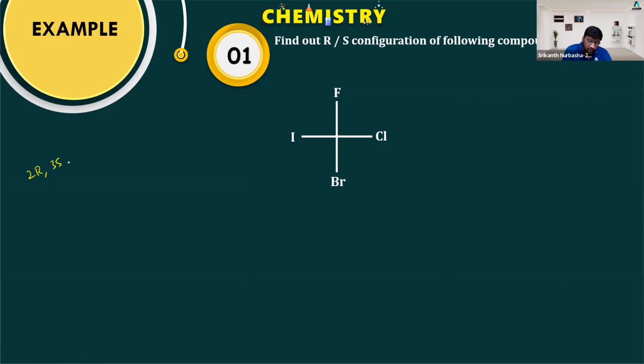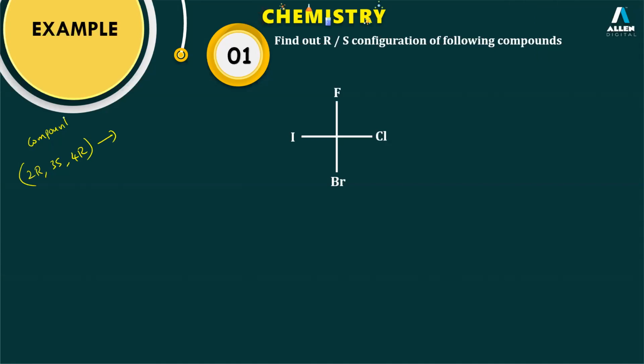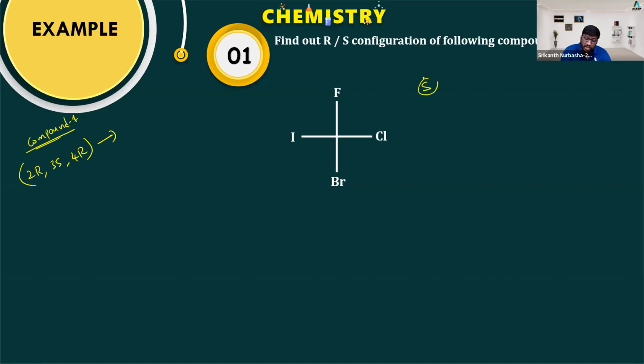2R, 3S, 4R. This is the configuration. Let us say 2 is the second carbon, 3 is the third carbon, 4 is the fourth carbon, and it is compound one. Listen to this particular concept, whatever I'm saying. In compound one, if the configuration at the second, third, and fourth chiral carbon is 2R, 3S, 4R, and in compound 2, if the configuration is also 2R, 3S, 4R, then both are said to be identical.